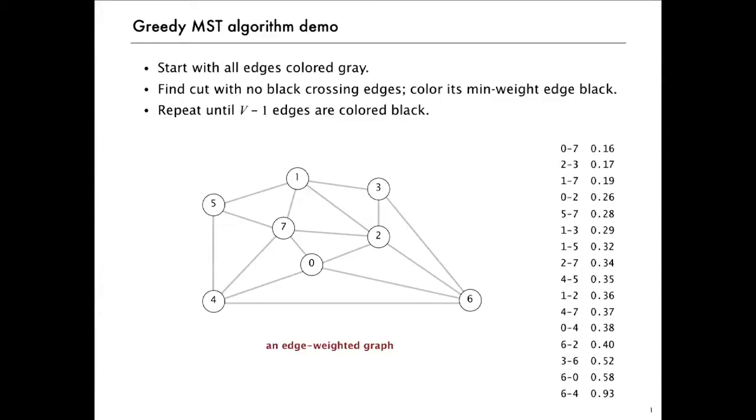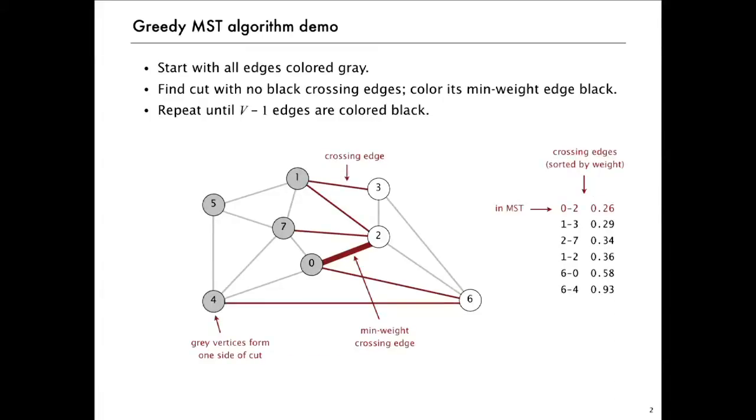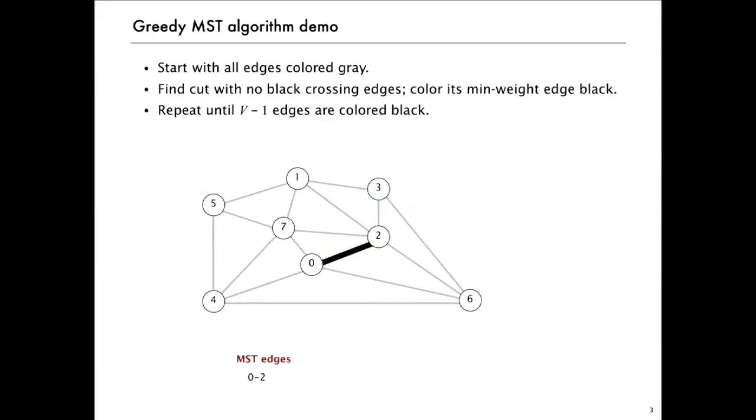So we start with all edges colored gray. We're supposed to find a cut with no black crossing edges and color its min weight edge black. Well, that could be any cut. In this case, we'll take the cut that has 3, 2, and 6 on one side, and 1, 0, 4, 5, 7 on the other side. Look at all the crossing edges. The minimum weight crossing edge is the one from 0 to 2. So that's the one that we'll color black.